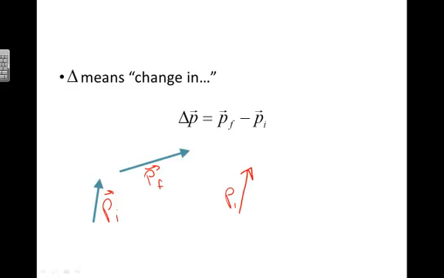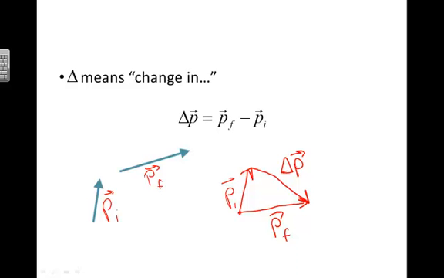So P initial here, and then P final like that. And we start at the nose of whichever vector we're subtracting, in this case the P initial, and go to the nose of the other vector. So this right here is my delta P, my change in momentum. Another way to look at this is saying, if this is my initial momentum, how would I have to change things to end up with my momentum going in this direction?